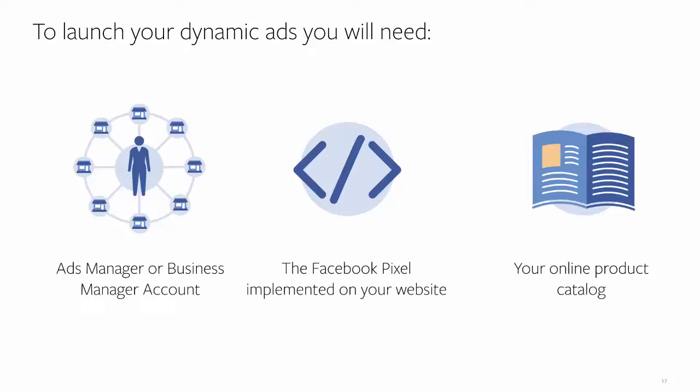There are 3 requirements for creating dynamic ads. The first is you must have an ads manager or a business manager account. The second is you'll need a product catalog. A product catalog is a file that contains a list of all the products you want to advertise. In many cases, you can use the existing feed you already send to other online shopping portals. And lastly, you'll need to have set up your Facebook Pixel.